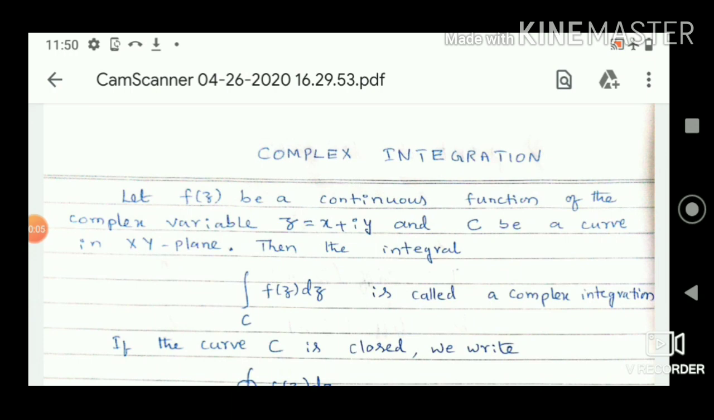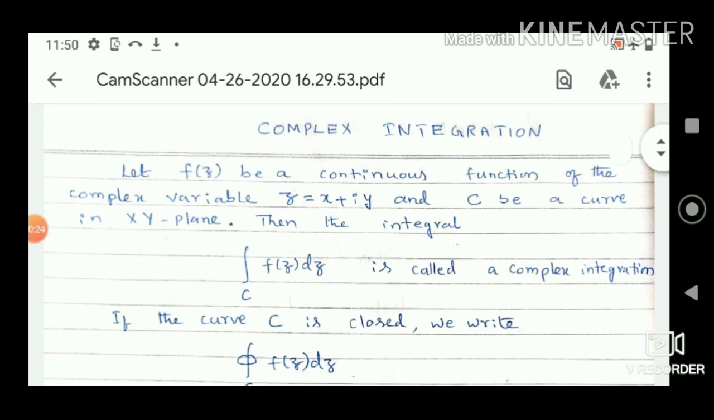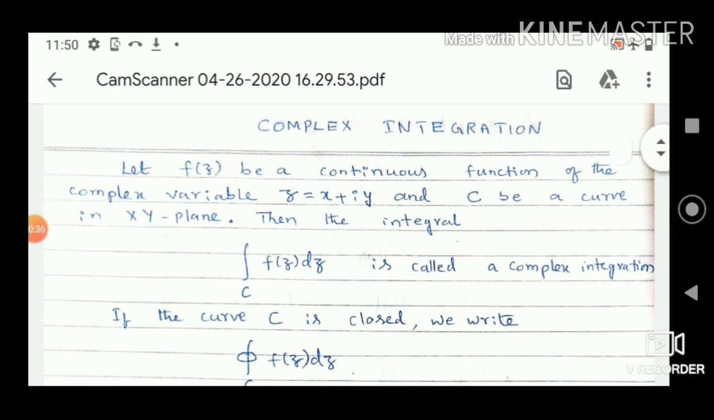We know something about integration over a real valued function f of x. And in the previous chapter, we have seen the Cauchy-Riemann theorem and when a complex valued function f of z becomes an analytic function, and there we studied a little bit about differentiation of a complex valued function f of z. Here we study integration over a complex valued function f of z.